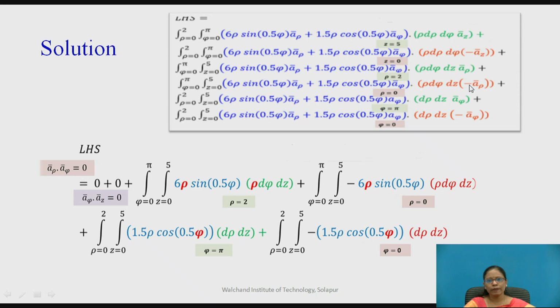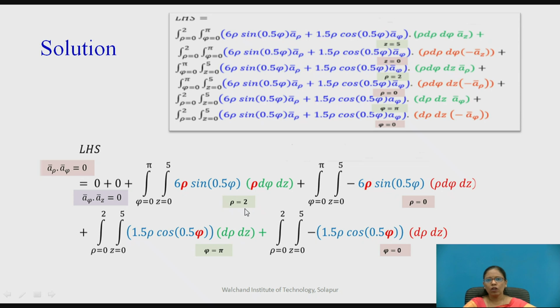Similarly, for the second, there is a minus sign. So the minus sign has been put. a rho bar dot a rho bar is 1. So I have written the term and the respective surface. When I take the fifth integral, here there is a phi bar dot a phi bar. That means the second term will appear, but a phi bar dot a rho bar will be 0. So the second term with d rho dz will appear. Similarly, the last term, the sixth term, will appear.